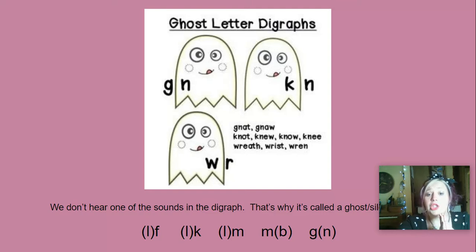Okay. So I've told you before that these are also known as ghost letter digraphs, and that's because we know a digraph is two letters, one sound. And that's the same for this. So we have two letters here, but one of them is silent. So it's still just making that one sound. The ghost swallows it up, takes it, and it's silent. And so we don't hear the one sound. So it's still called a ghost digraph.